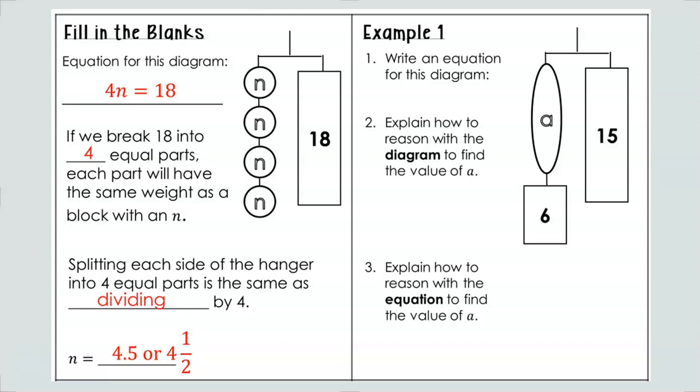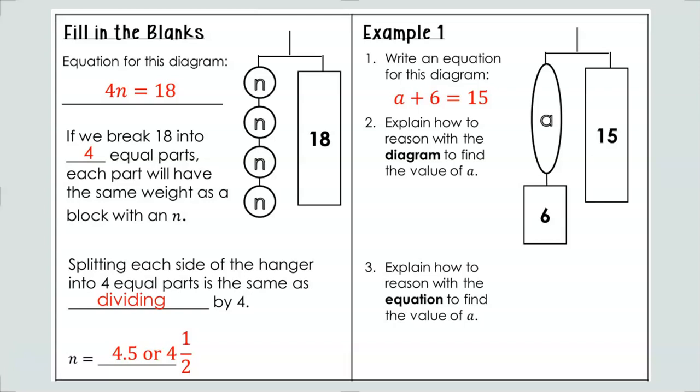Example 1. Write an equation for this diagram. Well, this diagram shows an a and a 6, so that's a plus 6. The other side shows 15 as its balance, so we would have a plus 6 equals 15 for the two sides of the equation.